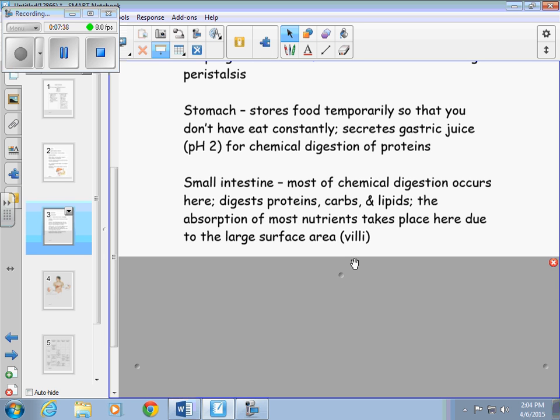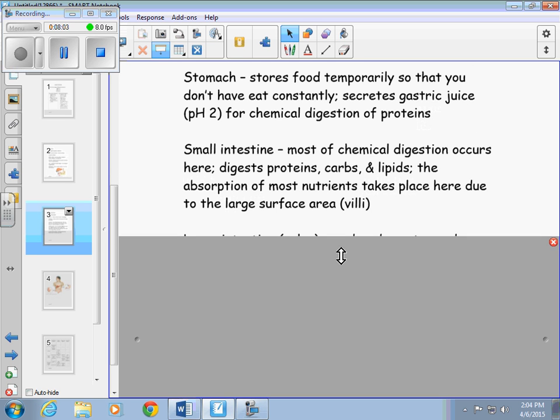From the walls of the small intestine, those monomers, those really small organic molecules, are going to be absorbed through the walls of the small intestine and into the bloodstream, and then the blood can circulate all of these nutrients throughout the body into every cell. And the structure of the small intestine through which the molecules are absorbed is called the villi. I've got a picture of that here in just a minute.